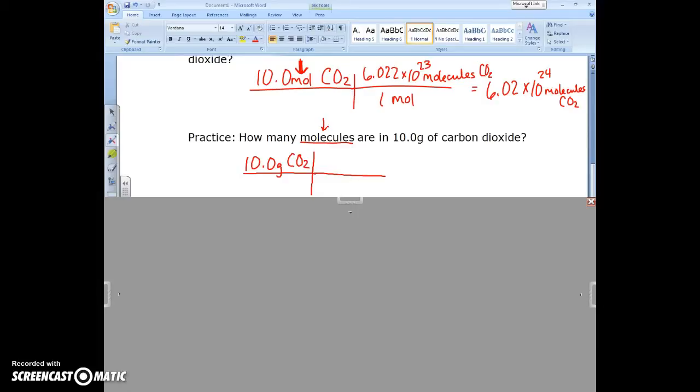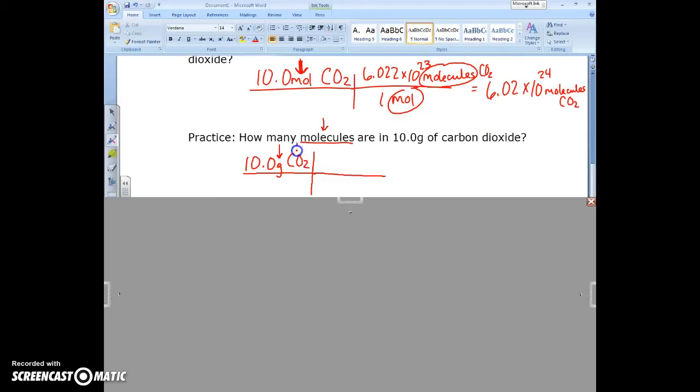And you ask yourself, can I use it now? The answer is no, because you have grams here. You can only use Avogadro's number if you have molecules or moles in that top spot. So what we're going to have to do in order to solve this problem is first convert grams to moles using molar mass, and then moles to molecules using Avogadro's number.